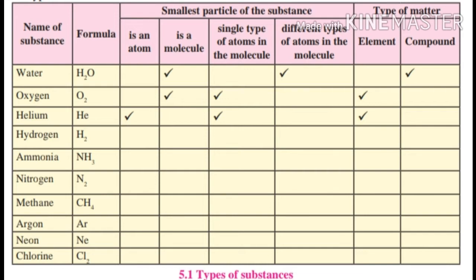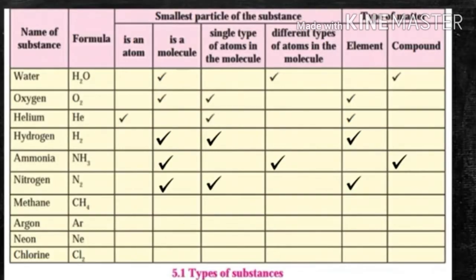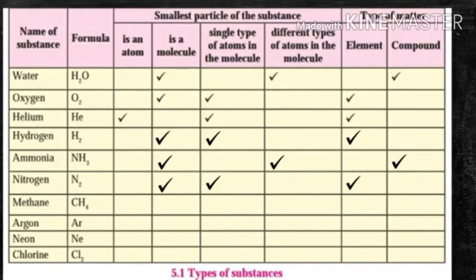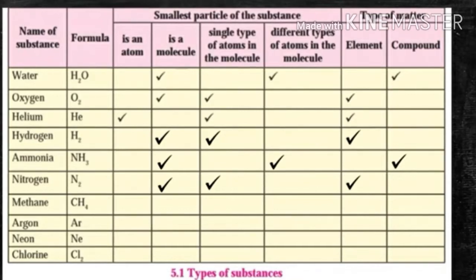Then next, we'll go towards hydrogen. The formula for hydrogen is H2. Is it an atom? No, 2 is there, H2. Means 2 atoms of hydrogen are there, therefore it is a molecule. Single type of atoms in the molecule? Yes, only one type of atoms is there, that is of hydrogen. Then next, different types of atoms, put dash. And element, put tick mark, because it is one type of substance, therefore it is an element.